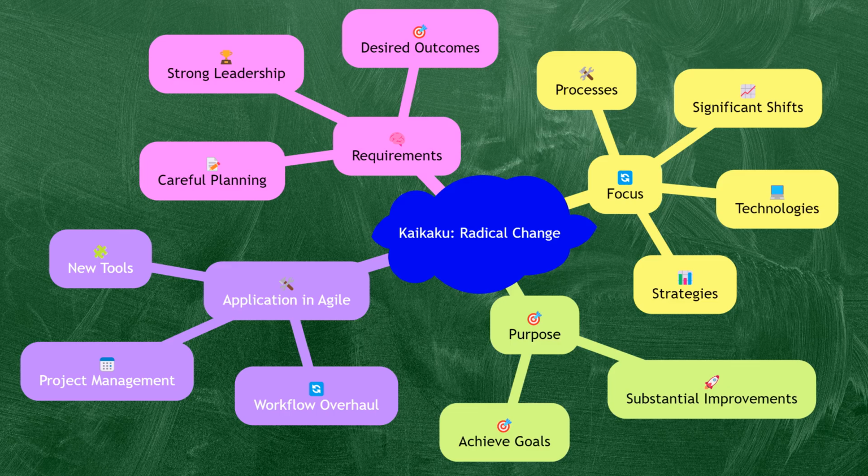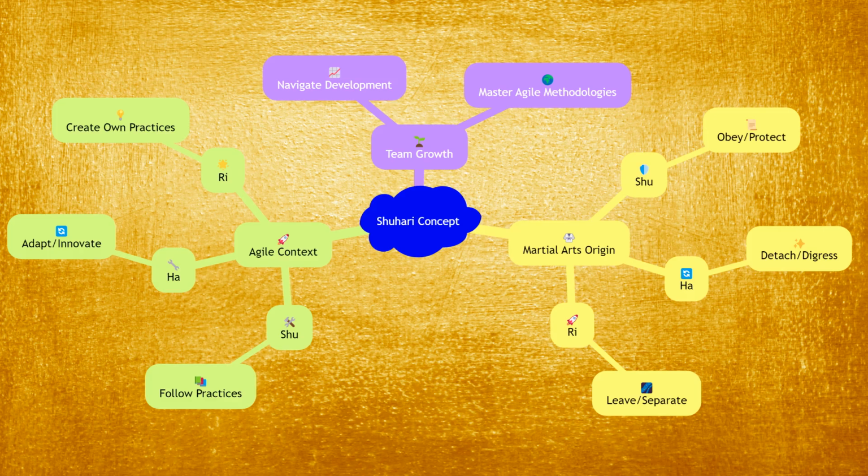While Kaizen focuses on incremental improvements, Kaikaku represents radical change. It involves significant shifts in processes, strategies, or technologies to achieve substantial improvements. In agile practices, Kaikaku might be necessary when incremental changes are insufficient to meet goals. For example, a team might adopt a new project management tool or overhaul their workflow to better align with agile principles. Kaikaku requires careful planning and strong leadership to manage the transition and ensure that the changes lead to the desired outcomes.